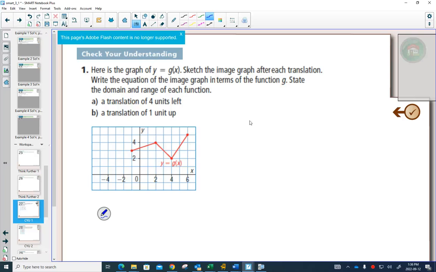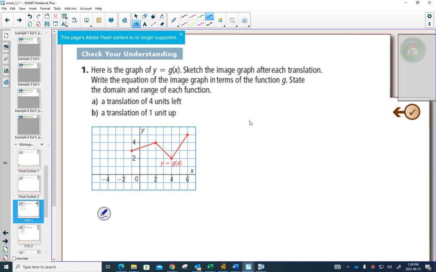So for this first example, it just has a random graph. And it's telling us that the graph in function notation, its equation is y equals g of x. We want to sketch the image after each translation, write an equation of the image, and state the domain and range of each function. So in part A, it wants you to do a translation of 4 units to the left. That part's going to be easy.